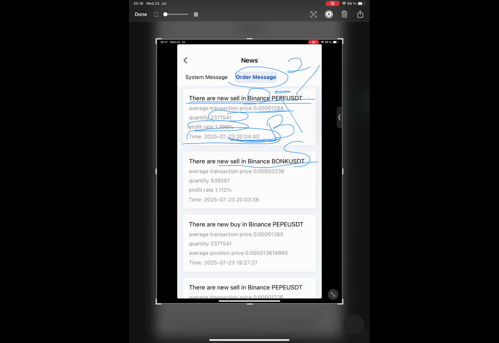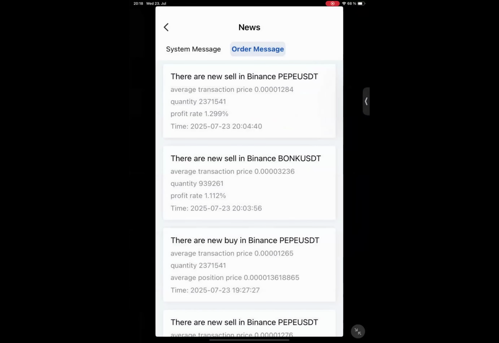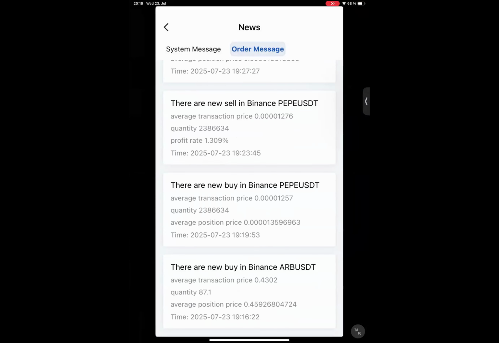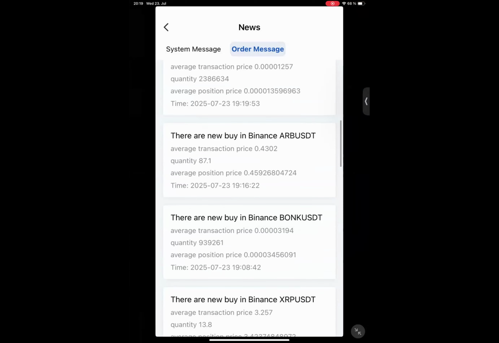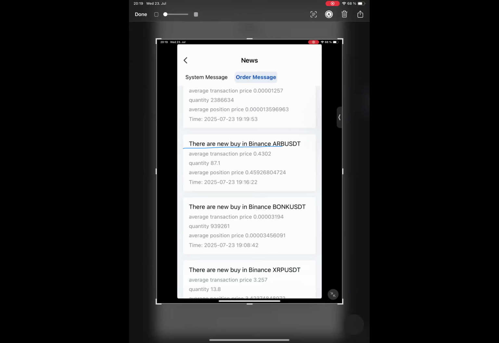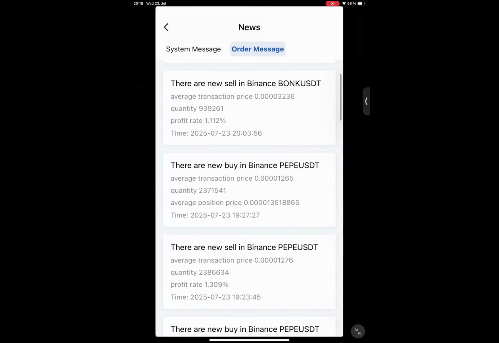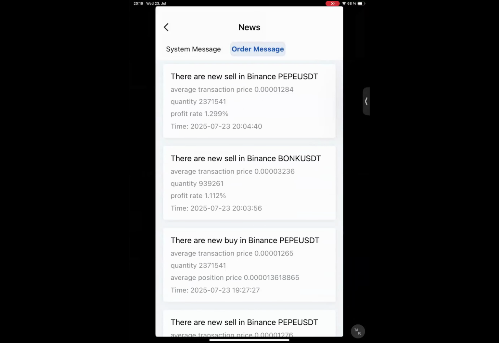This is another sell. This is Bonk. That one gave 1.112%. So you don't need to go to the transaction record on the trade to see the percentage. This is another Pepe, 1.3. There are buys. Okay, so this is a notification for buy. There is a new buy. Just take your time and read it, then you understand. So that is the order message. Okay, you can find it under the notification bell. I hope that is clear.